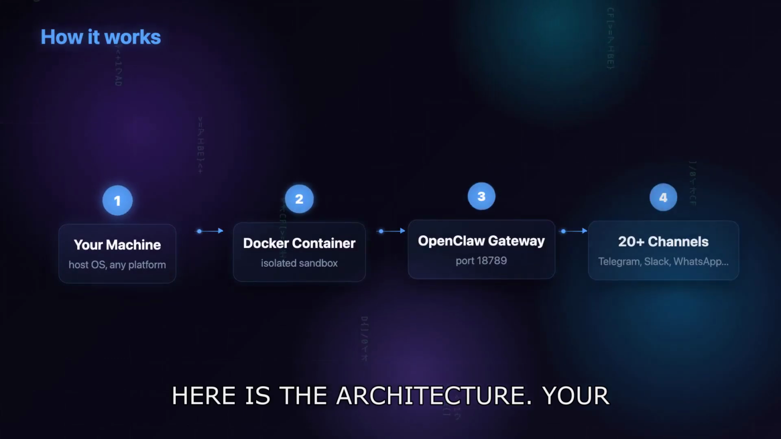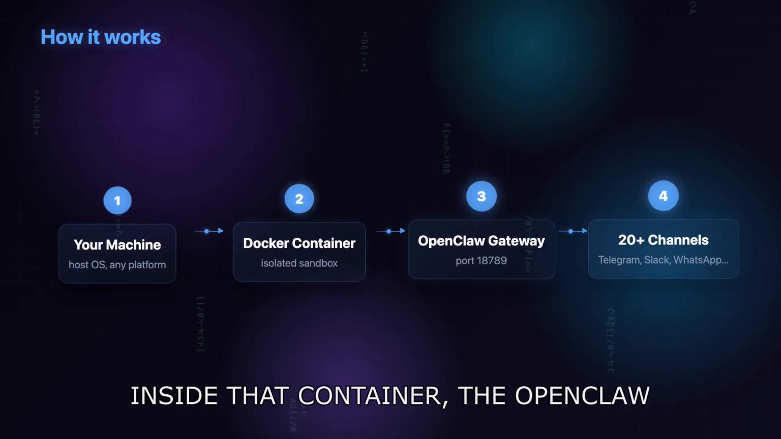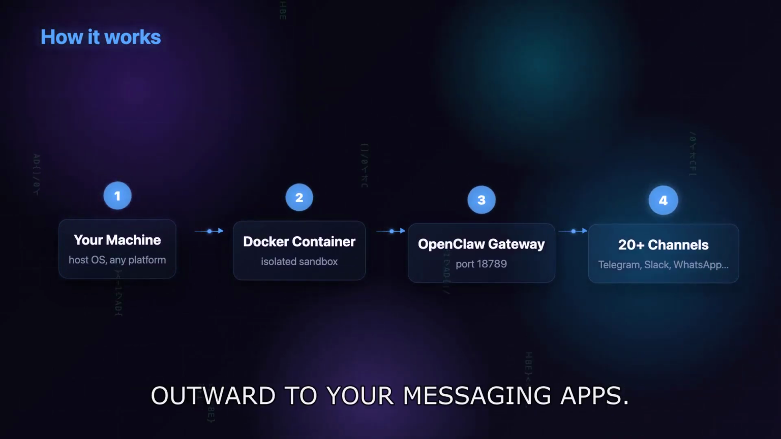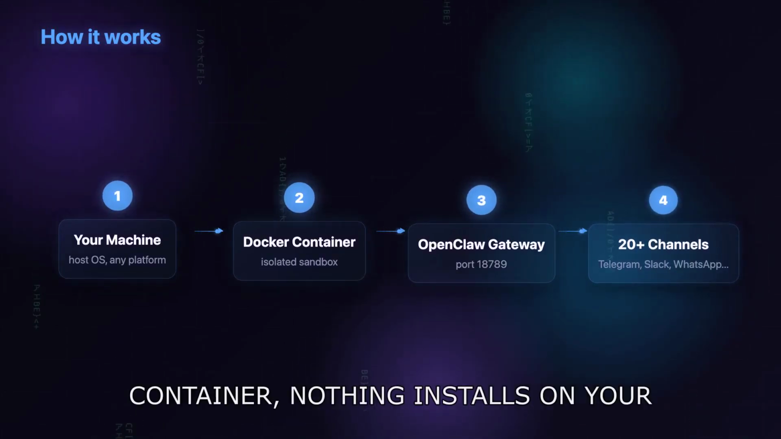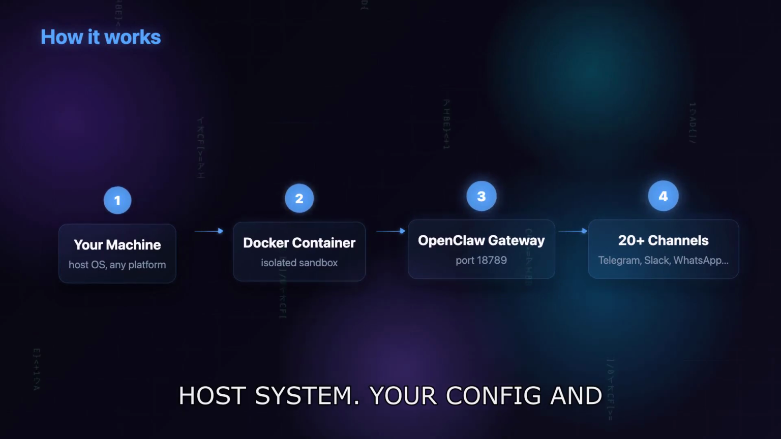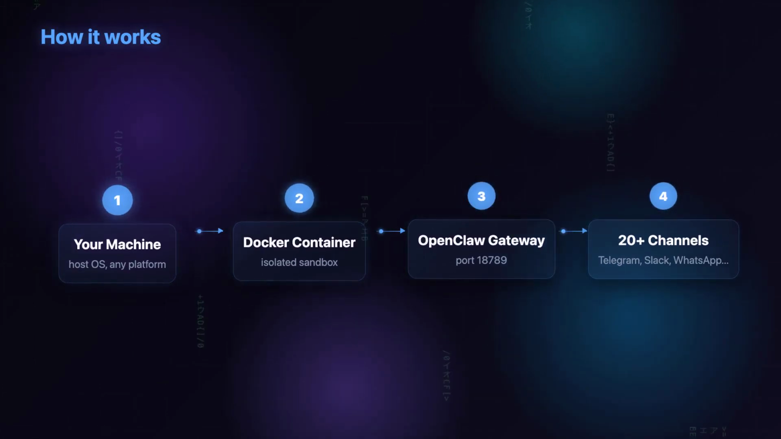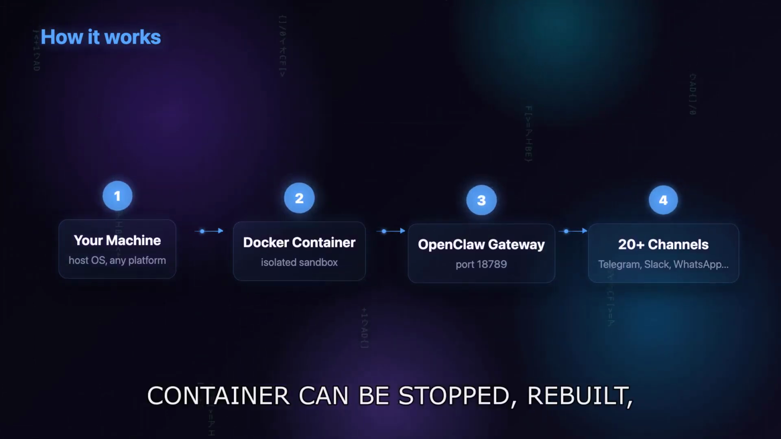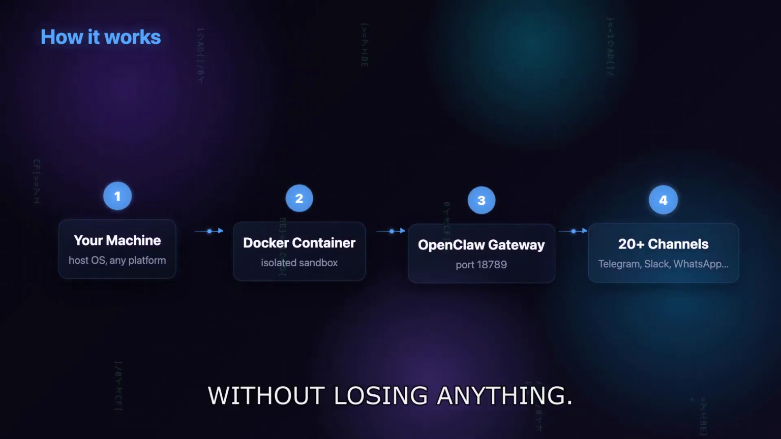Here's the architecture. Your machine runs a Docker container. Inside that container, the OpenClaw gateway starts up and connects outward to your messaging apps. All traffic flows through the container. Nothing installs on your host system. Your config and conversation data live in folders you own on the host, mounted in as volumes. The container can be stopped, rebuilt, or moved to another machine without losing anything.